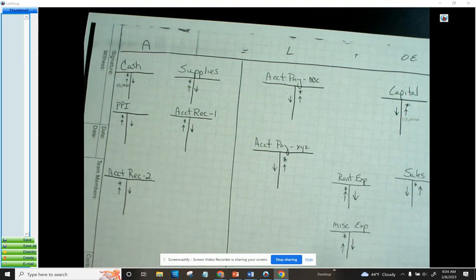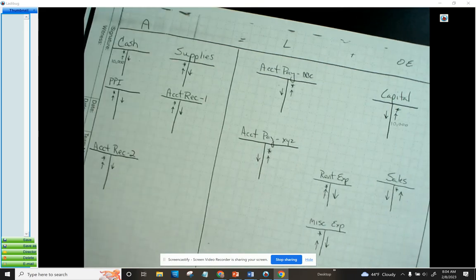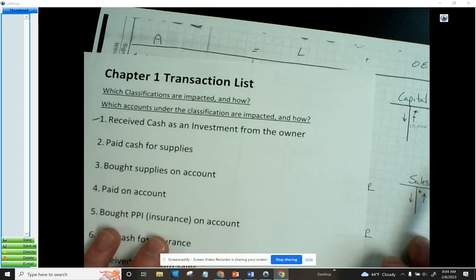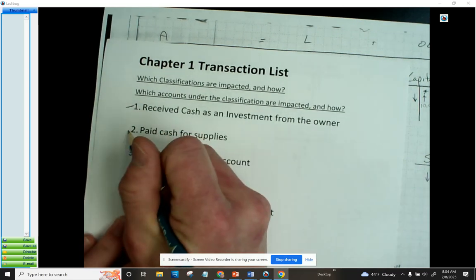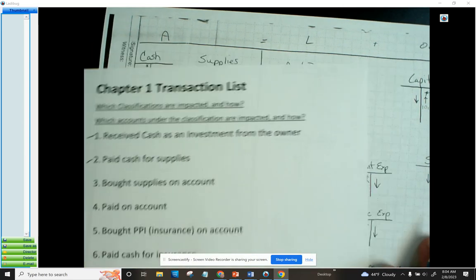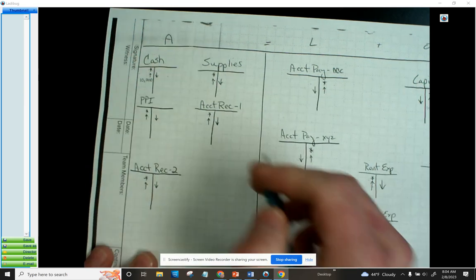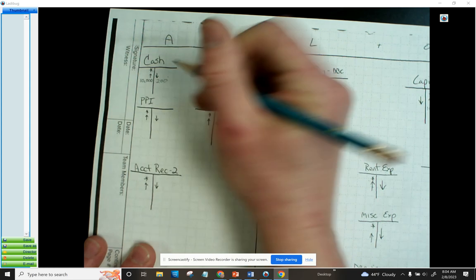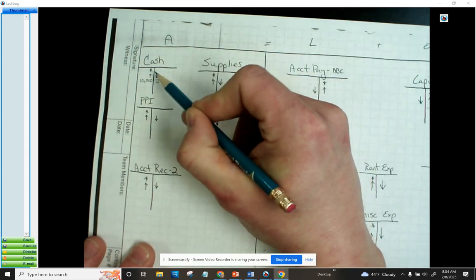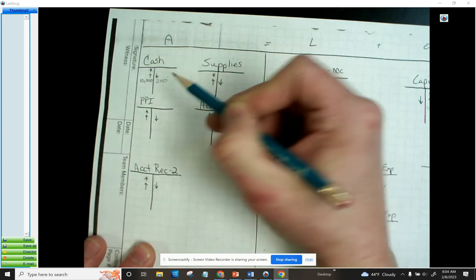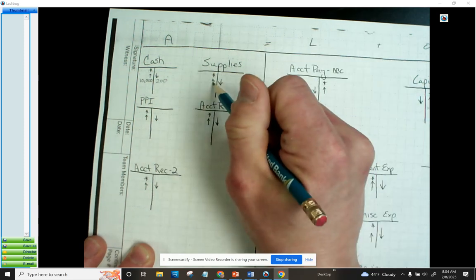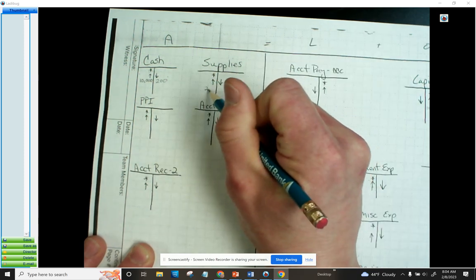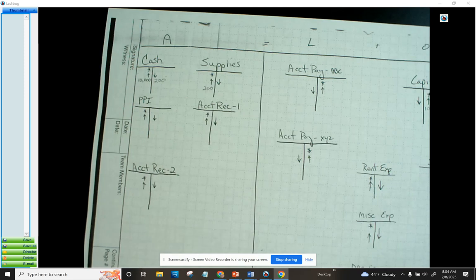Okay, paid cash for supplies. Next transaction, we're going to pay cash. Cash goes down. Let's say we paid $200 in cash. Cash will go down with a credit, opposite of the normal balance side. We bought supplies. Supplies goes up with a debit. That's $200. There's your debit. There's your credit.